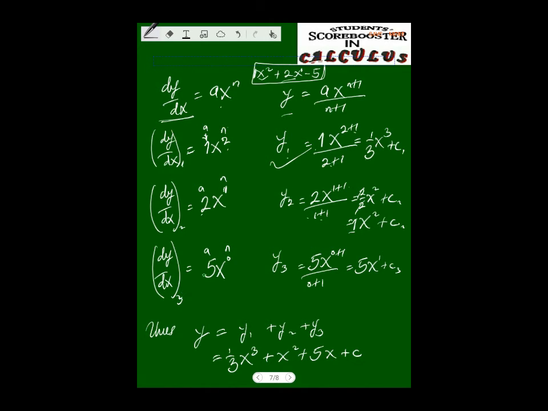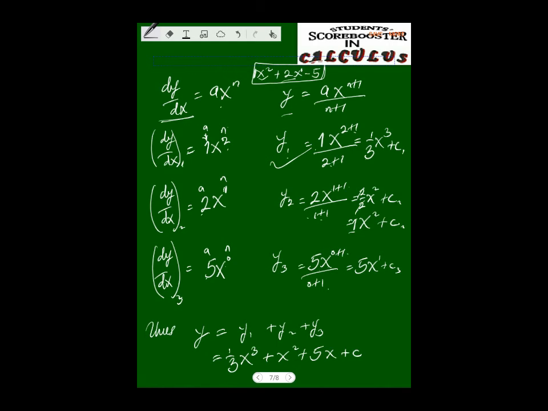The third term, dy/dx, third term, equals 5x raised to power 0, because anything raised to power 0 is 1. So my a is 5, my n is 0. So if I come here, I'm going to have 5x to the 0 plus 1 over 0 plus 1. And that will be 5x plus c3.